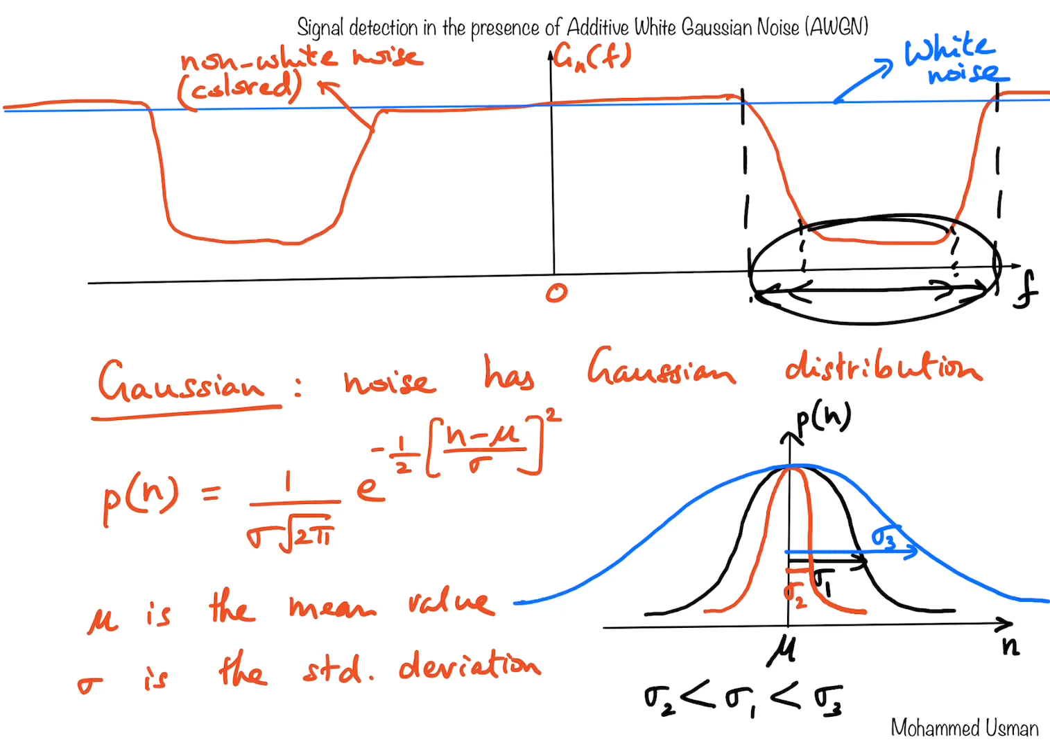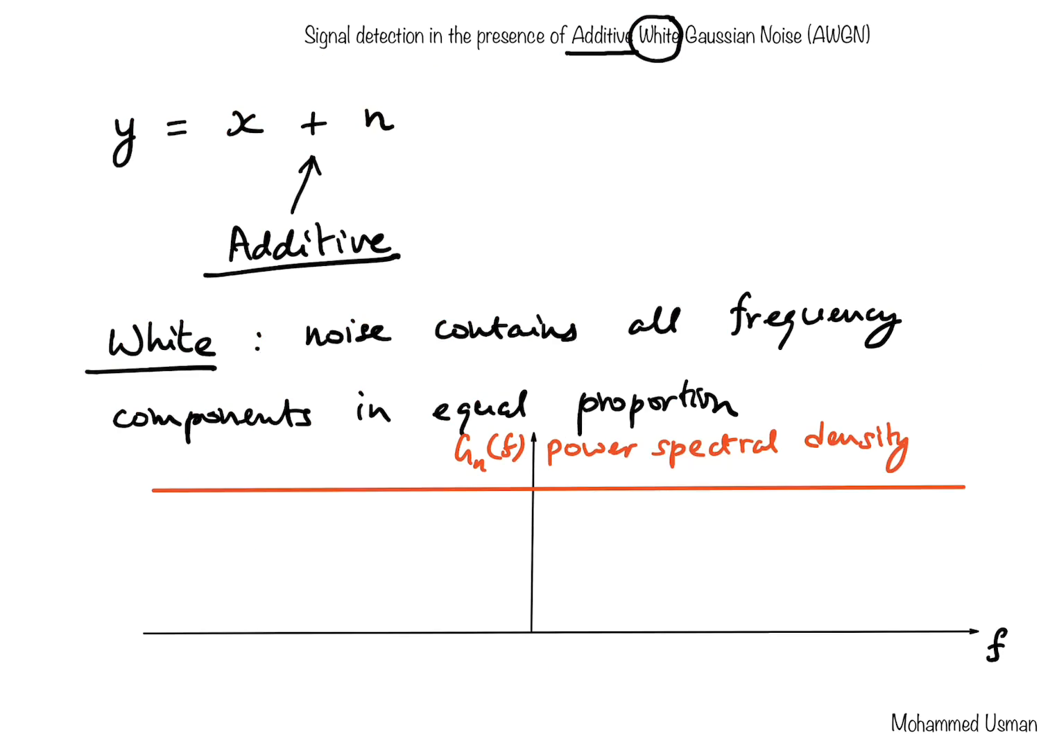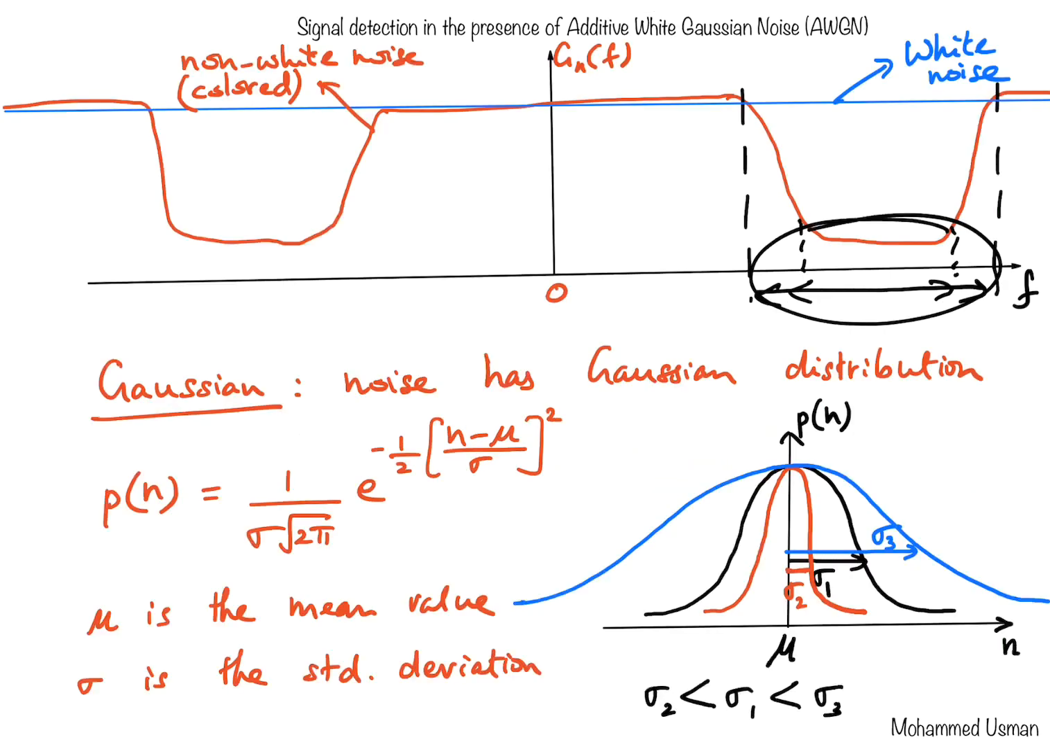Now I'll stop here for this lecture, and in the next lecture I'll go into more details of the Gaussian PDF. So we have discussed today all the three attributes of the noise that we are dealing with. The first is that the noise is additive, so that means it gets added to the transmitted signal. The second is that the noise is white, which means that it has equal proportion of all the frequency components. So we have frequency on the x-axis. At all the frequencies, it has the same amount of noise power.